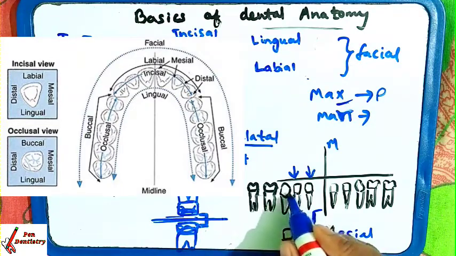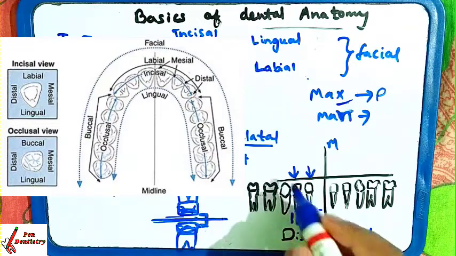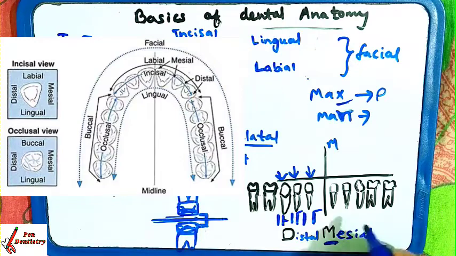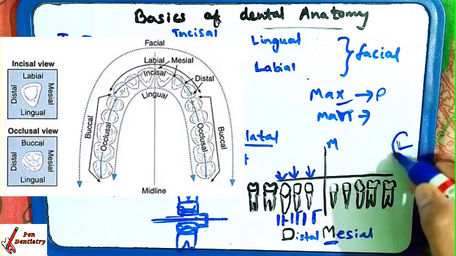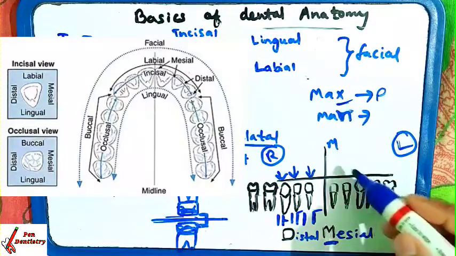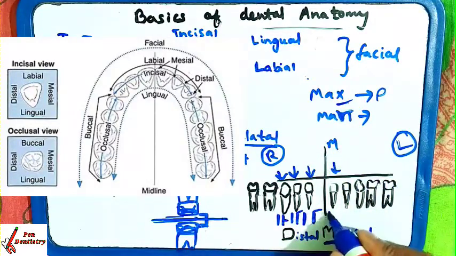Again, in the same manner, if we are looking at a canine, it also has two faces in the arch. The face which is towards the midline is known as the mesial side, and opposite to that is distal. This was the right side. If we are looking at the left side, again the face towards the midline is mesial.